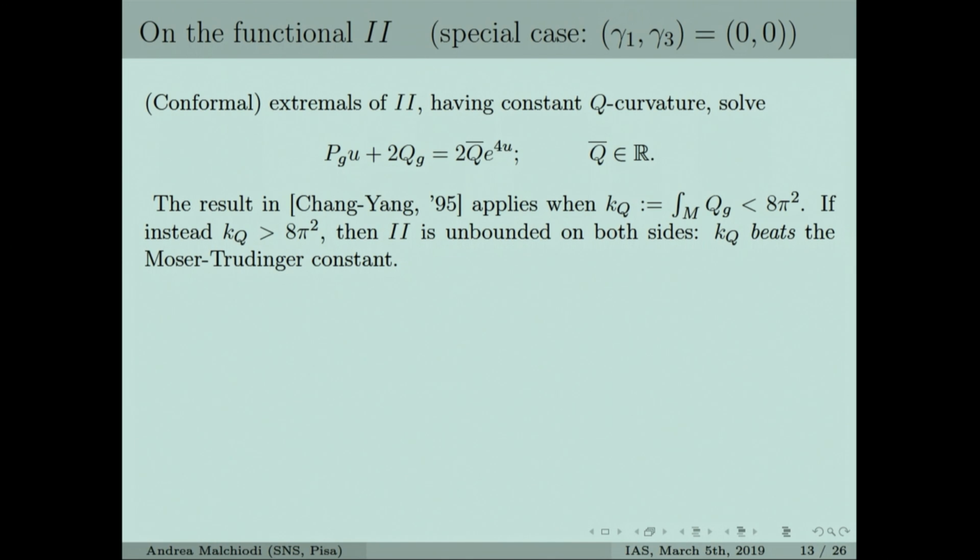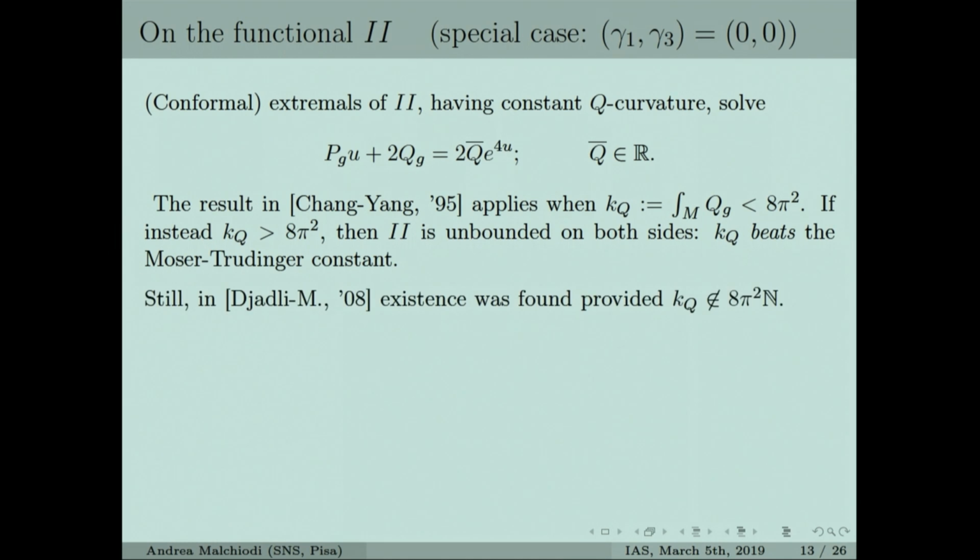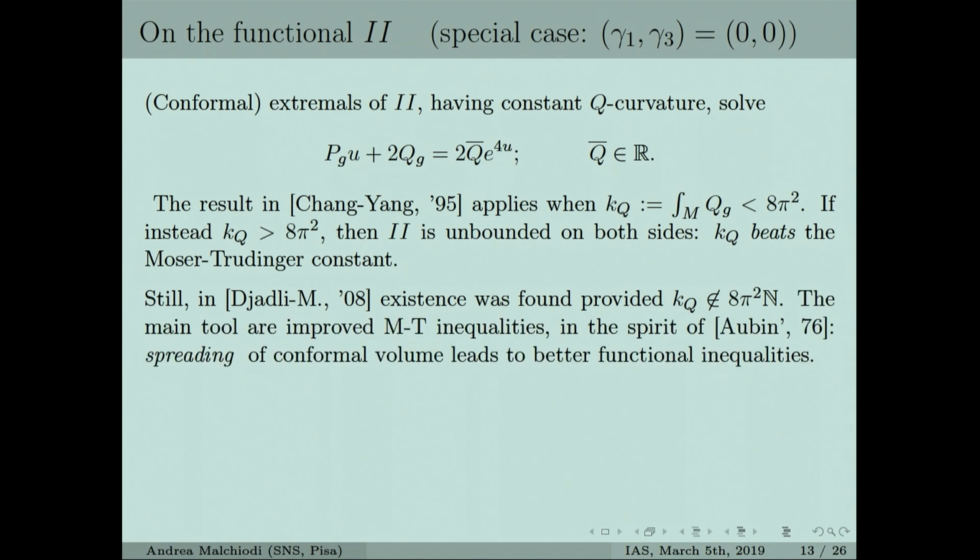Okay, so in this case, if you have this upper bound, then your functional is actually coercive, and you can minimize it. But if you have a larger Gauss-Bonnet integral, then you actually lose bounds on both sides for this functional. In a sense, the Gauss-Bonnet integral beats the Moser-Trudinger constant, so you lose the lower bounds. But still, in a joint work with Djadli, from about 10 years ago, we proved existence provided, okay, this Gauss-Bonnet integral can actually surpass 8 pi squared, but it should not be an integer multiple of 8 pi squared. I will try to explain why, just very briefly.